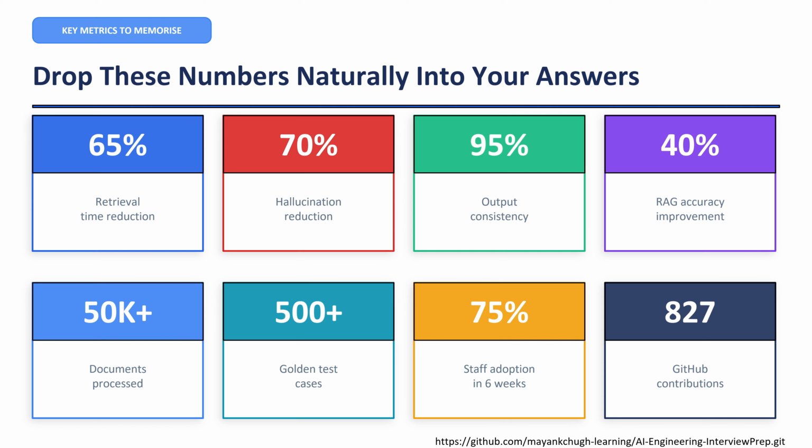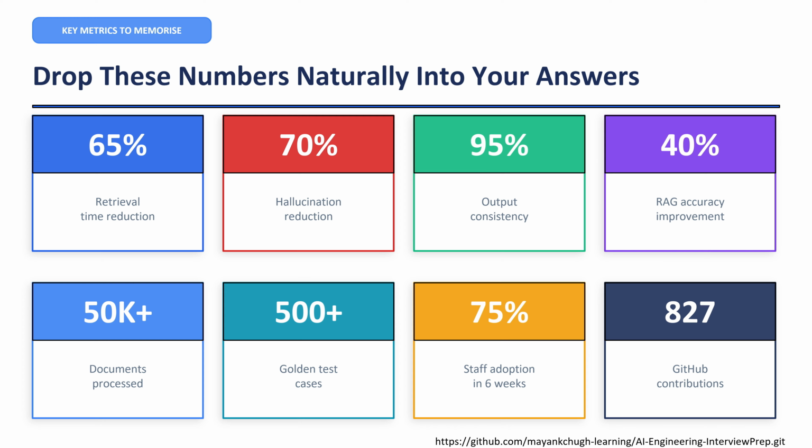50,000 plus documents processed. This is the scale of the RAG system. Use this to establish that you have built for real volume, not toy datasets. 500 plus golden test cases. This shows you take evaluation seriously. 75% adoption in 6 weeks. This is your AI enablement metric, great for questions about stakeholder adoption.